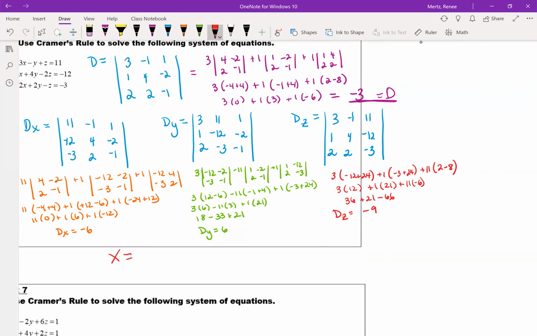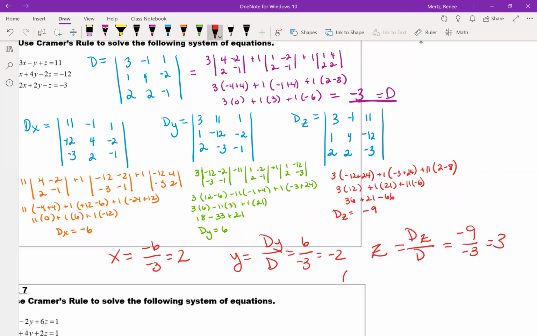X equals D of x divided by D. So I have 2. Y equals D of y divided by D. My final answer, I have 2, -2, and 3. If you check, it will work.